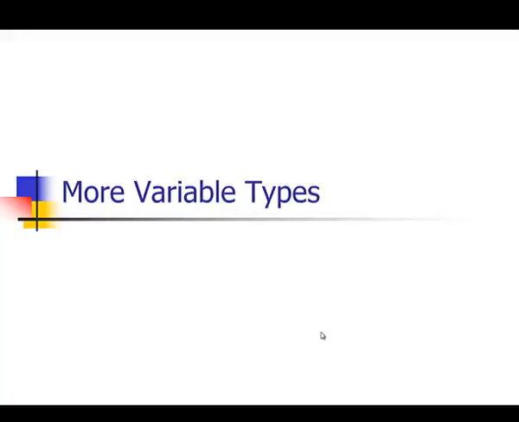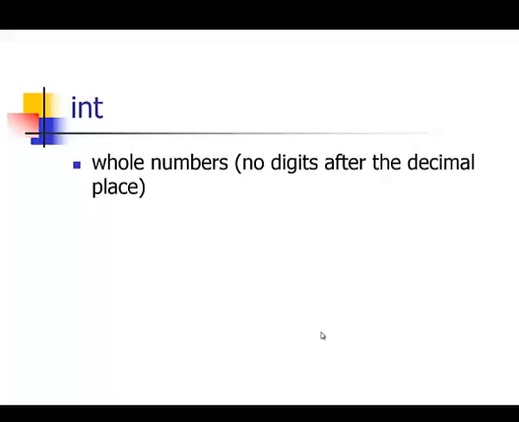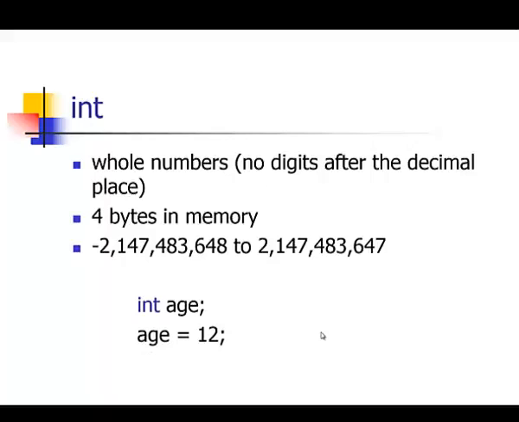In this video, we're going to learn about more variable types. We have already learned about the int data type. This is a type where we can create a variable that can store whole numbers. They take up 4 bytes in memory, and they give us a range of negative 2 billion something to positive 2 billion something. That's the size those numbers of type int can be.